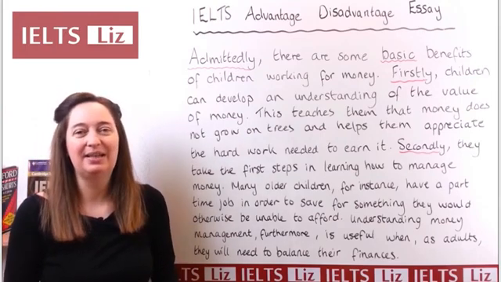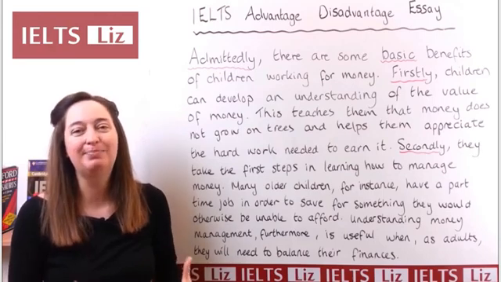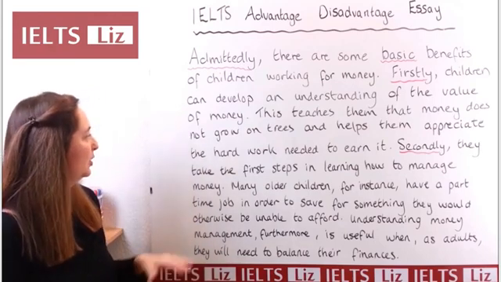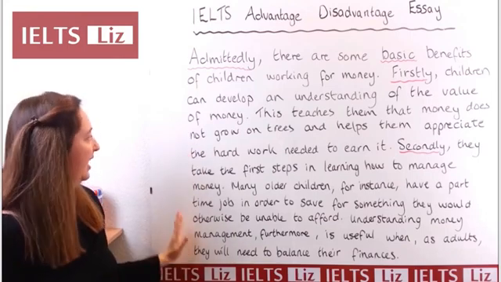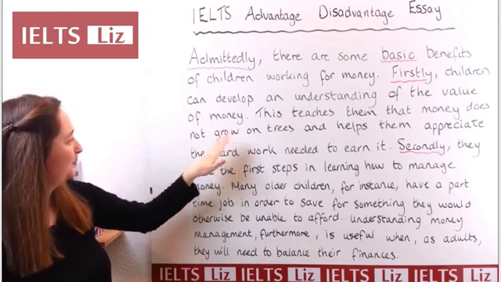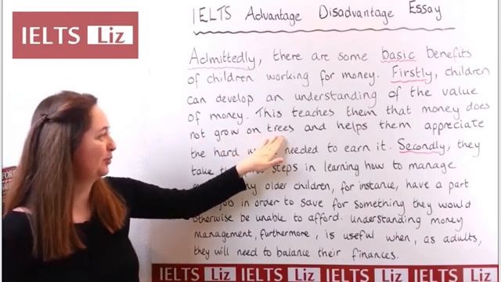So for this, it's best to have just 2 advantages and explain them in more detail. Another difference, well, you can see just a few differences. Firstly, here, I've got a new expression for you. Money does not grow on trees.